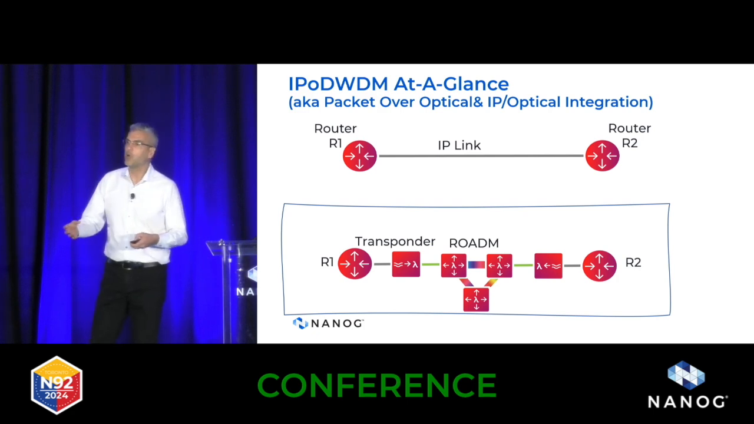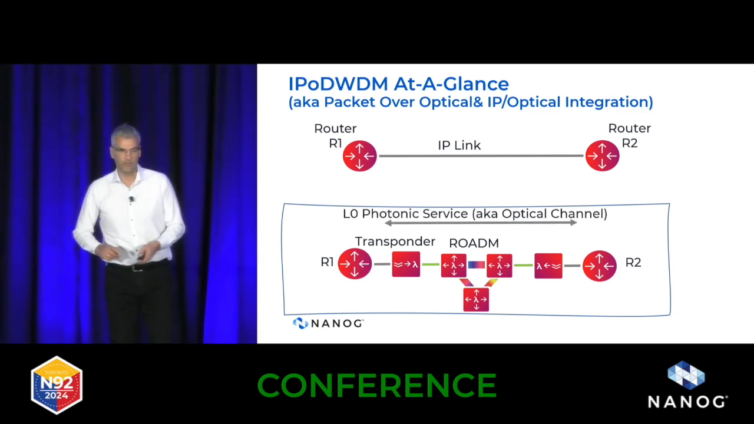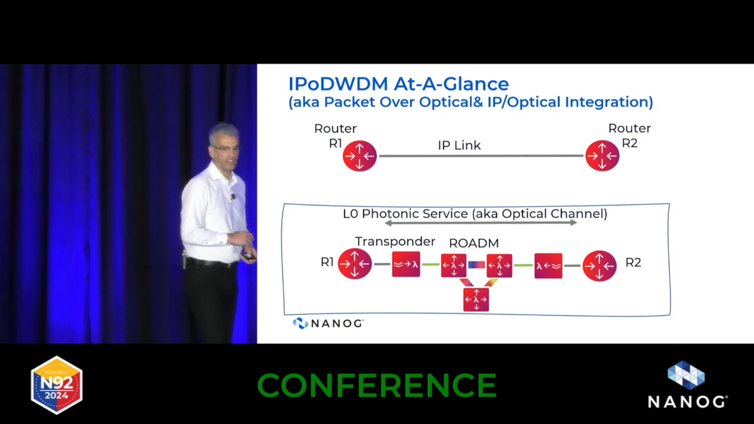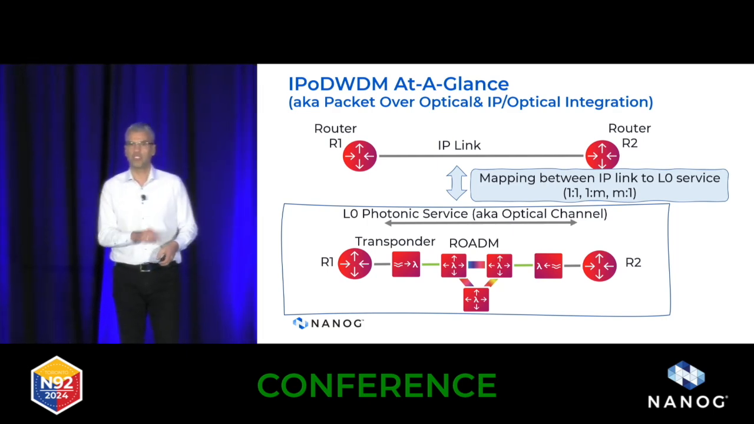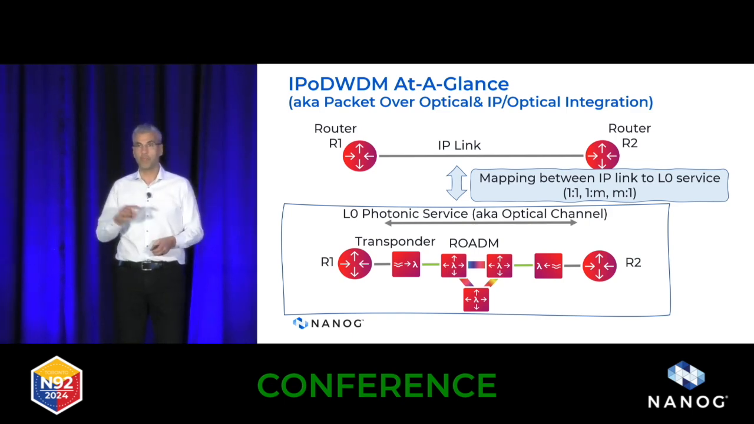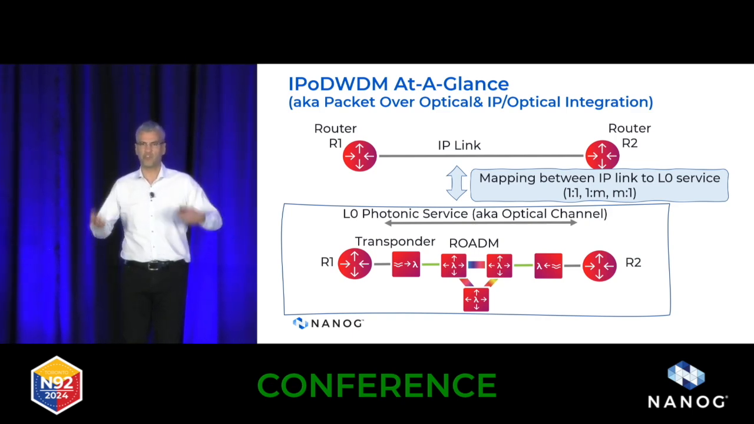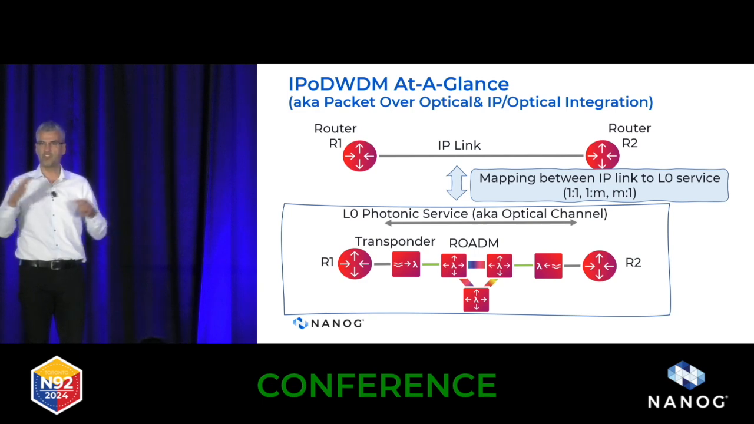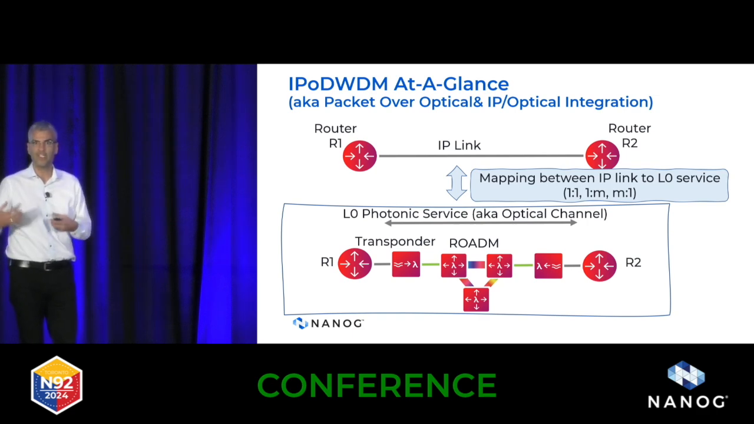For the discussion that we want to have, the important aspect is that there is an optical or photonic service between two endpoints, and this mapping that you will see here is the important aspect. There is a mapping, one-to-one, many-to-one, or one-to-many, between services from the underlay layer 0 and the overlay IP. In other words, when you see an IP link, think of an underlay service sitting there. Whether or not that underlay supports one or multiple IP links depends on the design.